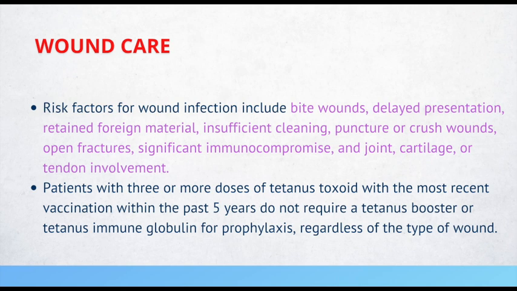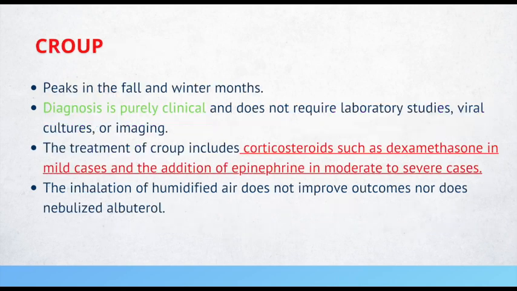Croup. This condition peaks in fall and winter months. Diagnosis is purely clinical and does not require lab studies, viral cultures, or imaging. The treatment of croup includes corticosteroids such as dexamethasone in mild cases and the addition of epinephrine in moderate to severe cases. The inhalation of humidified air does not improve outcomes, nor does nebulized albuterol.